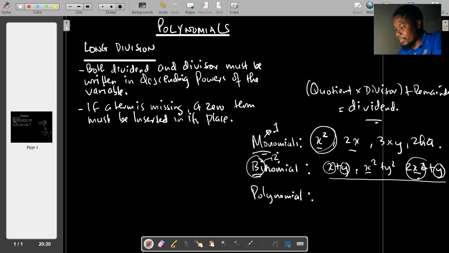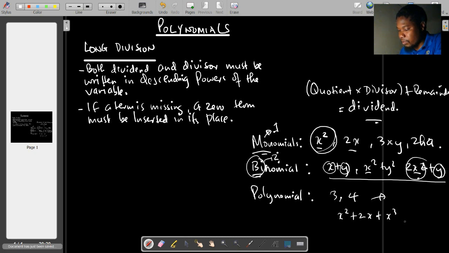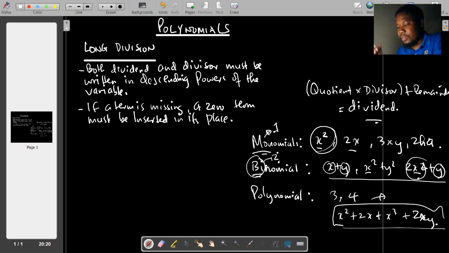These ones are algebraic expressions with more than two terms. So they may have 3 terms, 4, and even just going forward as many as you can think of. So this one, we can have x squared plus 2x plus x to the power 3 plus 2xy. This one is a polynomial. Why? It has more than 2 terms.